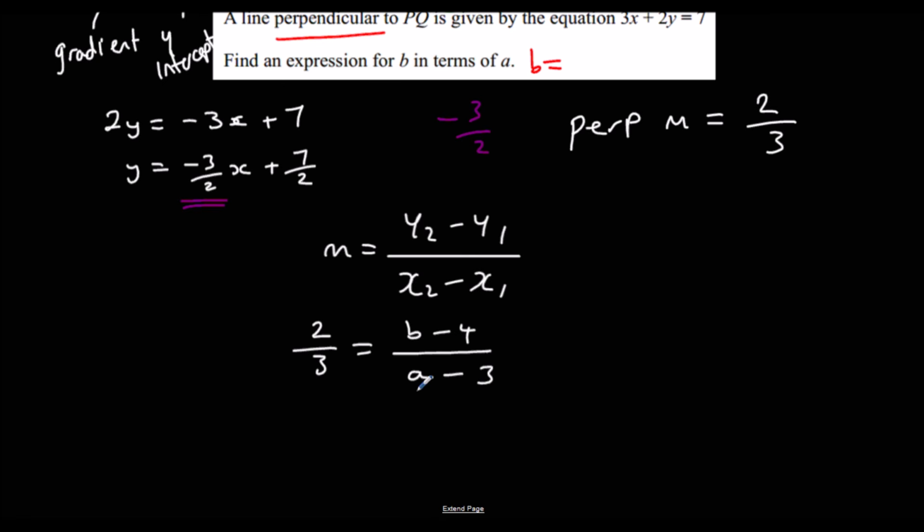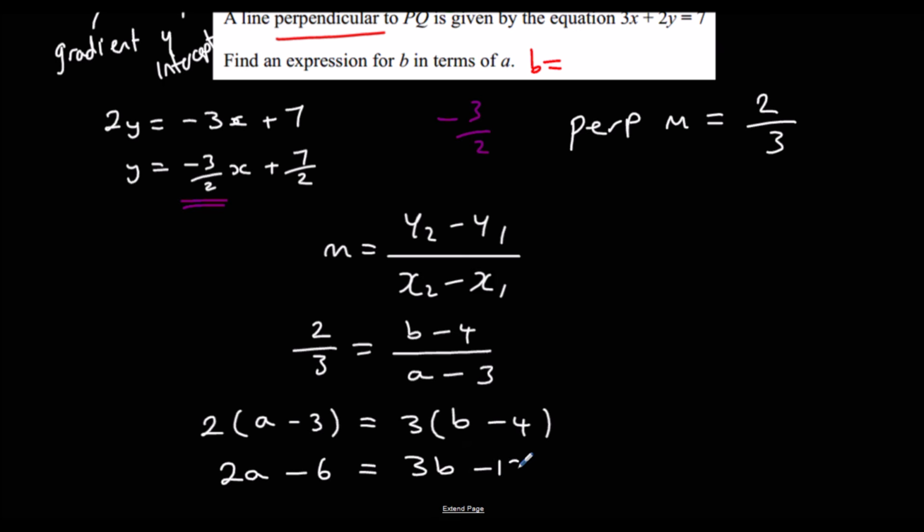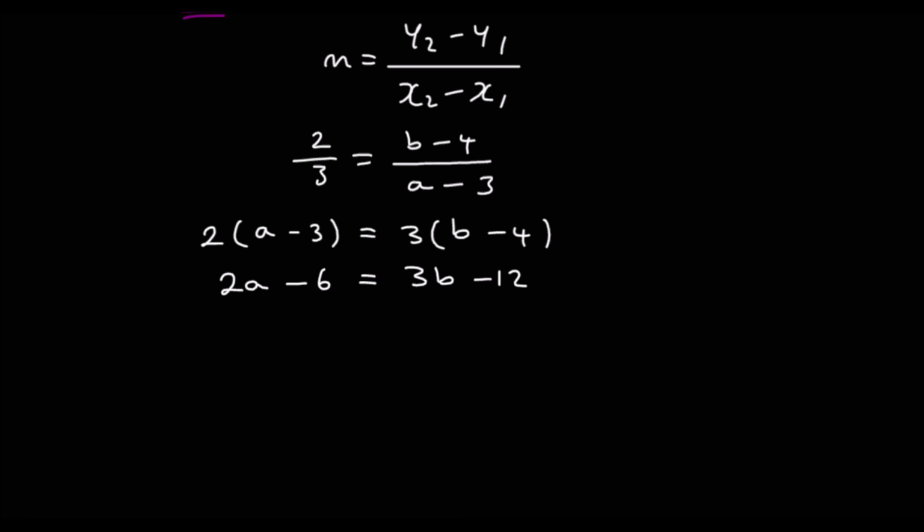I'm going to get rid of these fractions. I'm going to times both sides by 3 and times both sides by a minus 3. So 2 times a minus 3 is 3 times b minus 4. Expanding the brackets, 2a minus 6 is 3b minus 12. I want b by itself, so plus 12 to both sides. 2a plus 6 is 3b, and to get b by itself, just divide both sides by 3.